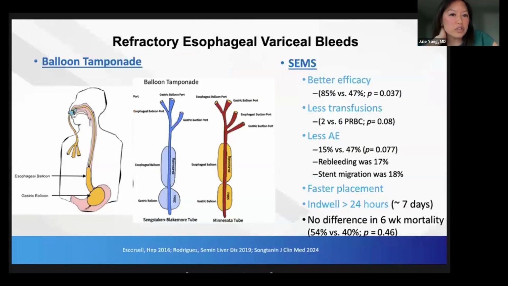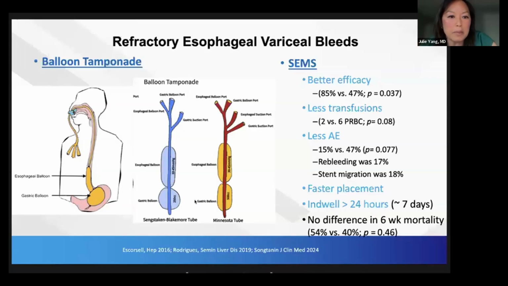So for refractory esophageal variceal bleeds, balloon tamponade, these are your choices. And I can tell you myself that I don't remember the last time I put these in. It's always very torturous and cumbersome to get all the materials to even do this. You always forget in the middle of the night which balloon goes where.